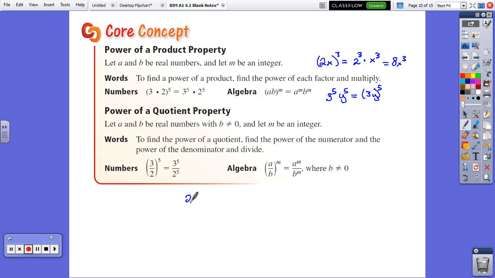So if we have 2 over y to the power of 7, we can take that as 2 to the 7th over y to the 7th. We can also go backwards with it. We can say we have 3 to the 8th over 5 to the 8th, and I can say that is the same thing as 3 over 5 in parentheses to the 8th power.